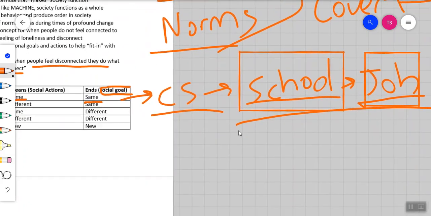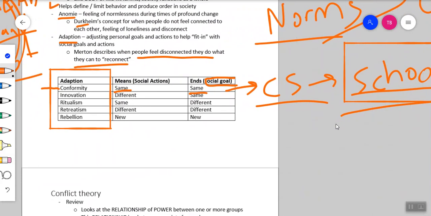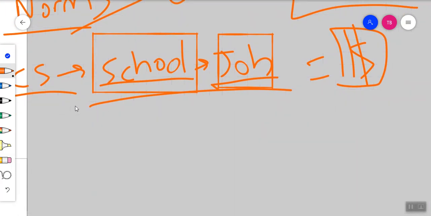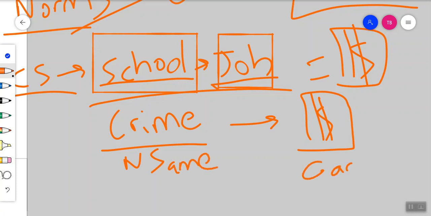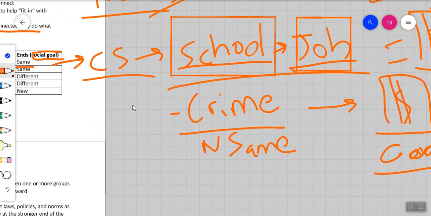Right? So another version of this that we could use to compare is innovation. So if someone has different means, different actions, but the same goal as society. For instance, we might think of a criminal, someone engaging in criminal behavior. So maybe you engage in crime in order to make that money. Well, the goal is the same. So your social goal is the same. You want to make money, but your way of getting there is not the same. You're breaking norms. You're deviating.